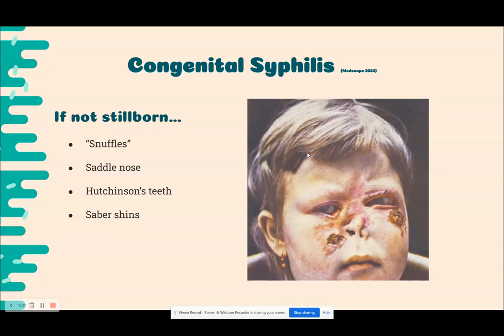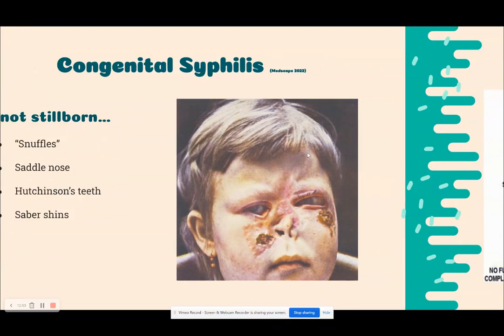However, for infants that do not pass away in the womb, signs and symptoms may include scuffs, which are lesions seen on the child's face, saddle nose, which is a deformity of the skeletal structures of the nose and the surrounding areas, Hutchinson's teeth, which are spaced out incisors that are pointy in shape, and saber shins, which is a deformation of the tibial bones.